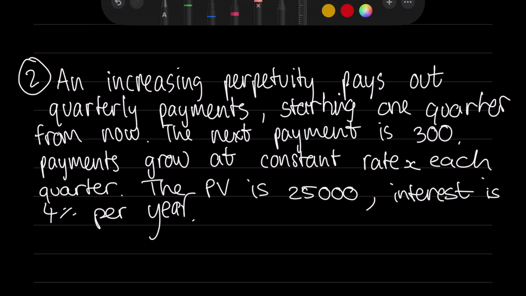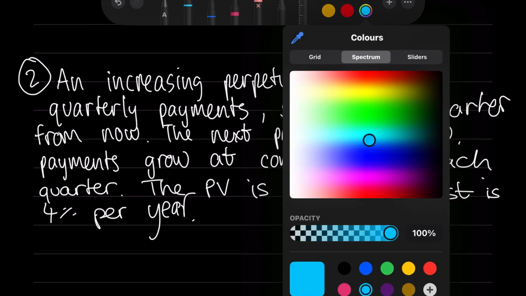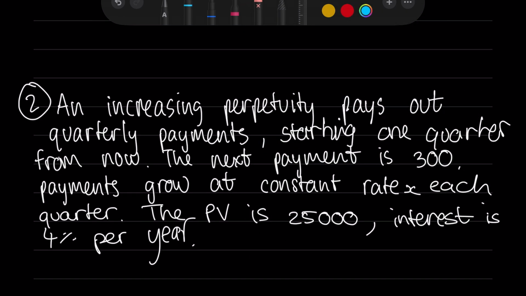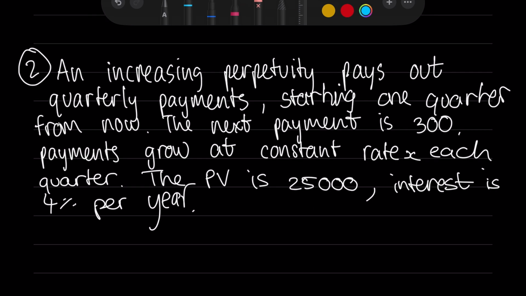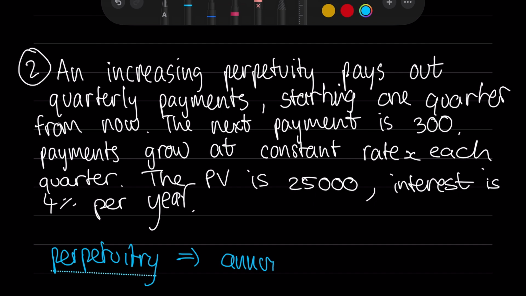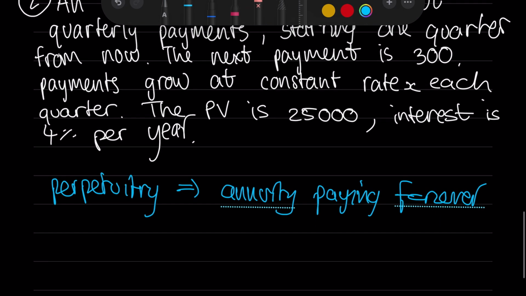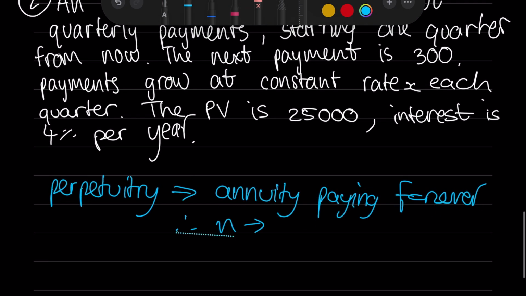An increasing perpetuity. Oh, perpetuity, what is that? Perpetuity is just an expensive word for meaning forever. Let me write some stuff here, as n tends to infinity. You can do like the limit.